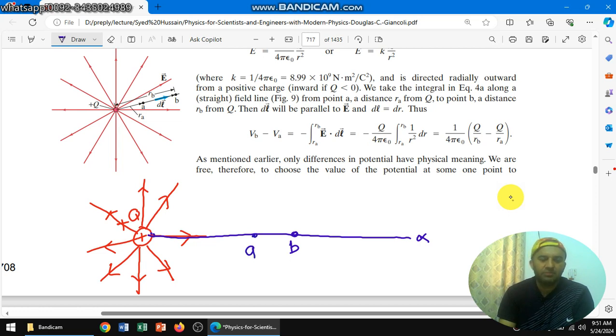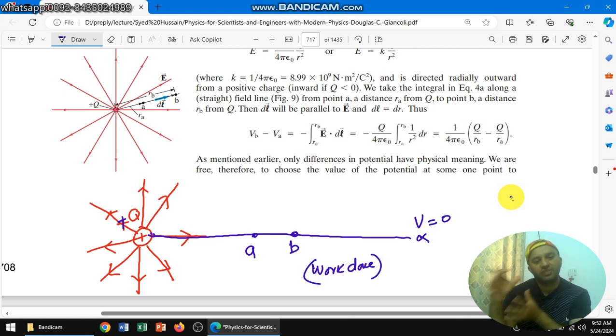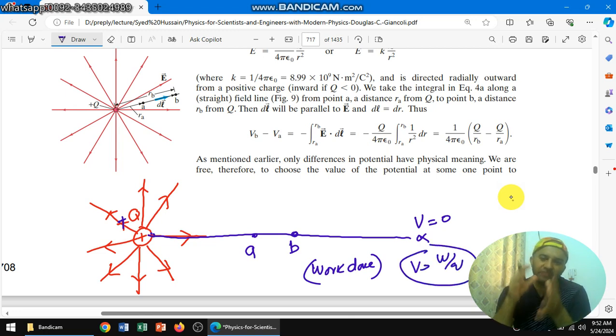Because we know that the potential is zero at infinity, when we bring this charge towards the field of the plus charge q, we have to perform some work, and this work done can be used to determine the potential of that charge. Because the potential V is work done per unit charge, we can find potential with the work done that we perform.